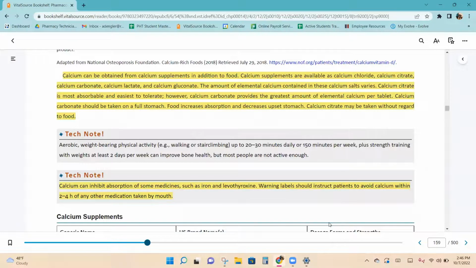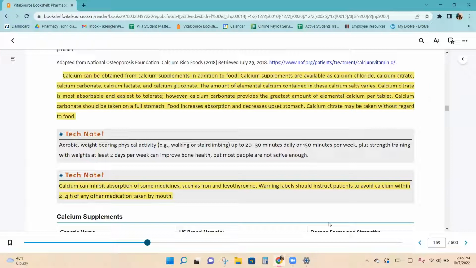Calcium can be obtained from calcium supplements in addition to food. They're available as calcium chloride, calcium citrate, calcium carbonate, calcium lactate, and calcium gluconate. The amount of elemental calcium contained in these calcium salts varies. Calcium citrate is most absorbable and easy to tolerate. However, calcium carbonate provides the greatest amount of elemental calcium per tablet.